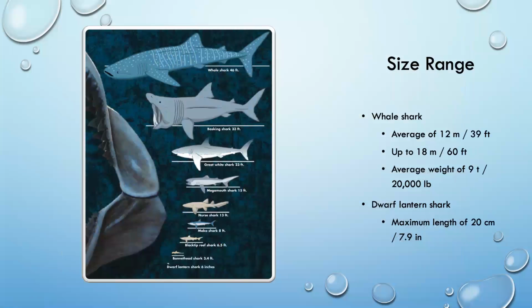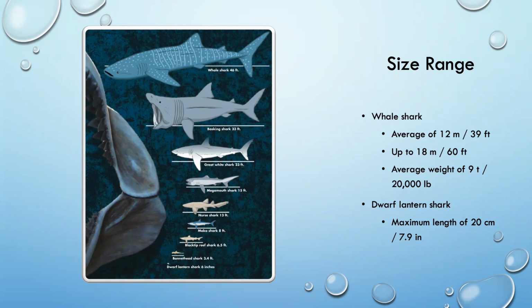So sharks actually come in a really wide range of sizes. The whale shark is normally about 12 meters or close to 40 feet long. But they can be up to 18 meters or 60 feet long, which is absolutely huge. And their average weight is around 9 tons or 20,000 pounds. So these are really, really big sharks. They're not the biggest animal in the ocean because we have things like blue whales, but they are pretty huge and they are the biggest shark.